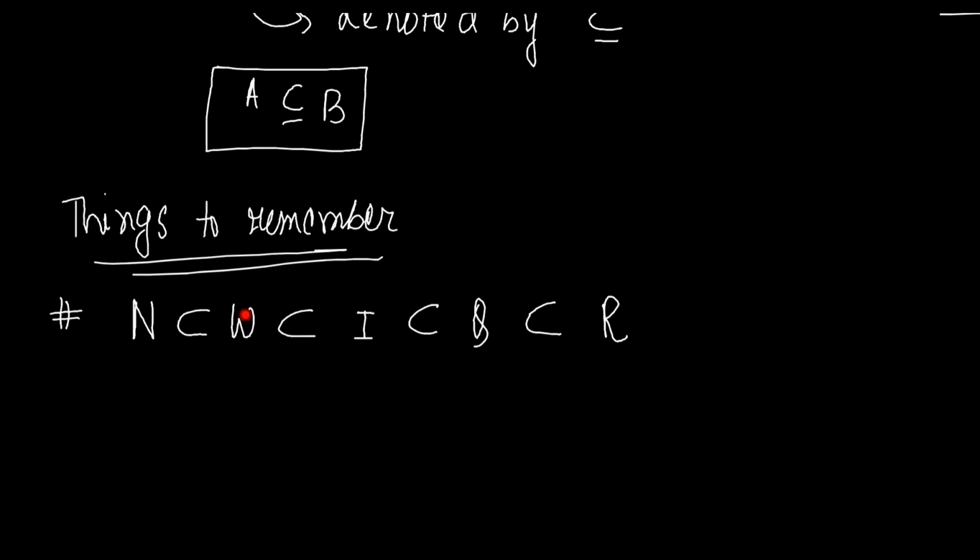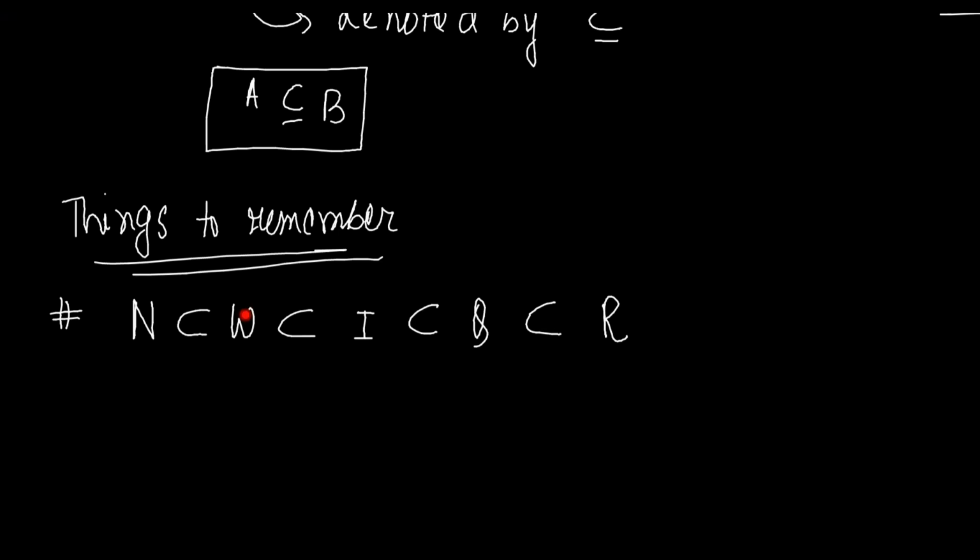Because whole numbers start from 0, then 1, 2, 3, 4, 5, which is the set of natural numbers. So natural numbers contain all the elements except 0. That means whole numbers contain an extra element, that is 0. So natural numbers are a subset of whole numbers. Now whole numbers are also a subset of integers.